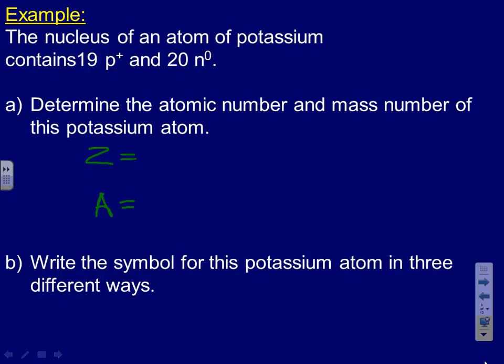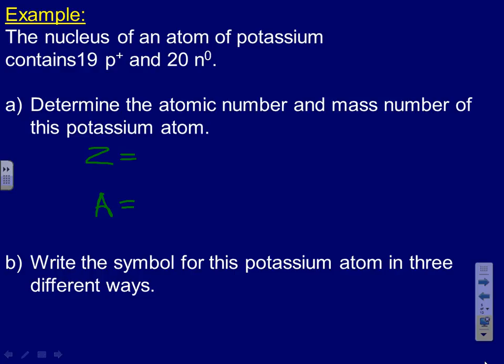What's the atomic number going to be if our potassium atom contains 19 protons and 20 neutrons? What do you got? 19. How'd you get that? Yeah, protons is the atomic number. It's correct. The number of protons is the atomic number.